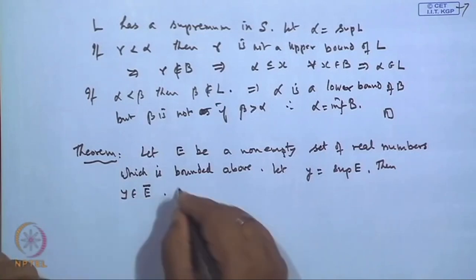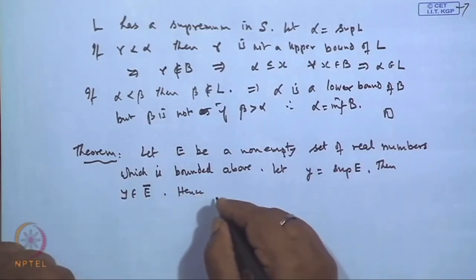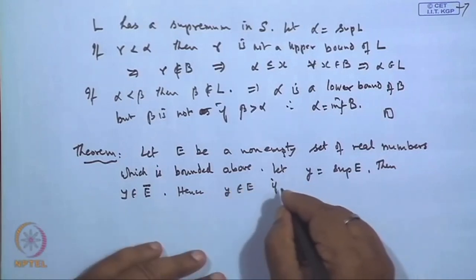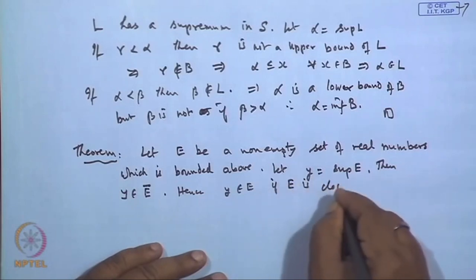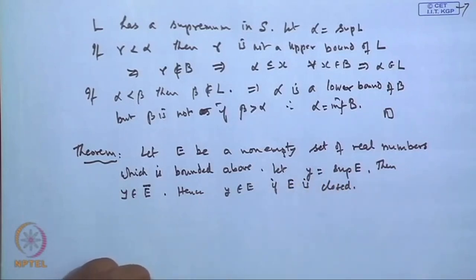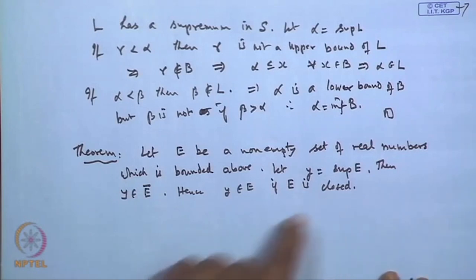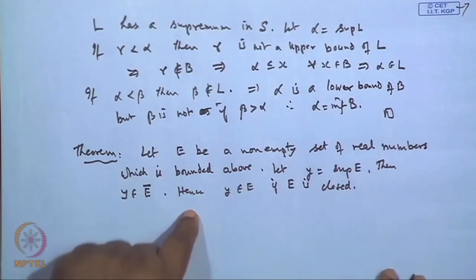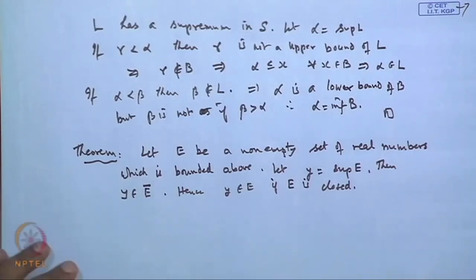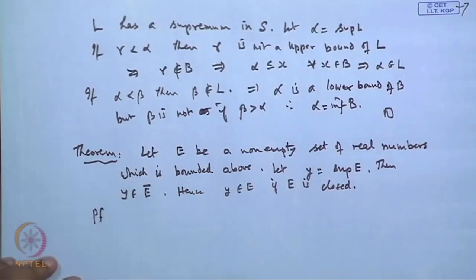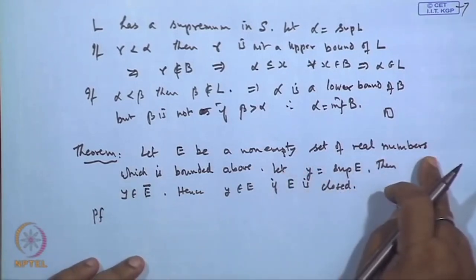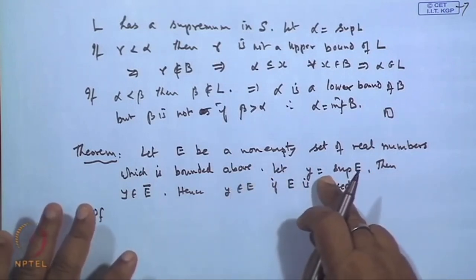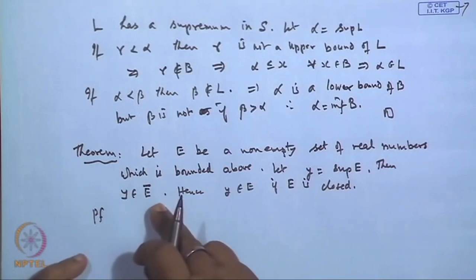Hence, y belongs to E if E is a closed set. Okay. So, obviously, when E is a closed set, E bar is equal to E. So the second part of this result follows immediately. The first part we wanted to show first: E is a non-empty set of real numbers which is bounded above, and the supremum of E is, suppose, y. Then y will be a point in E bar.